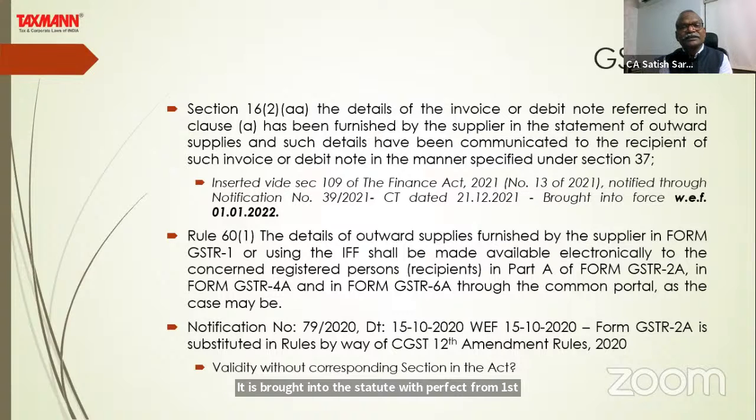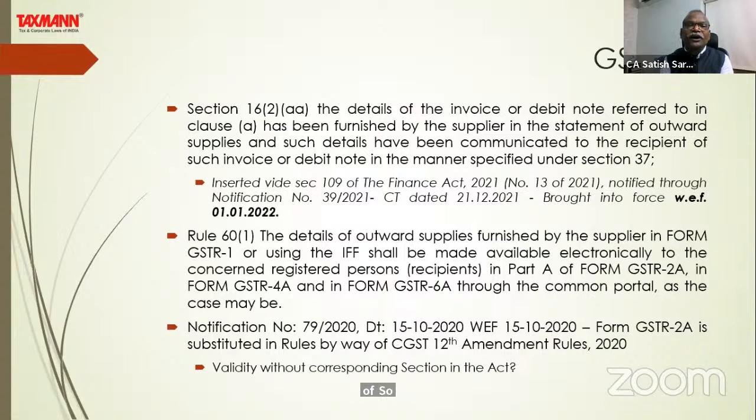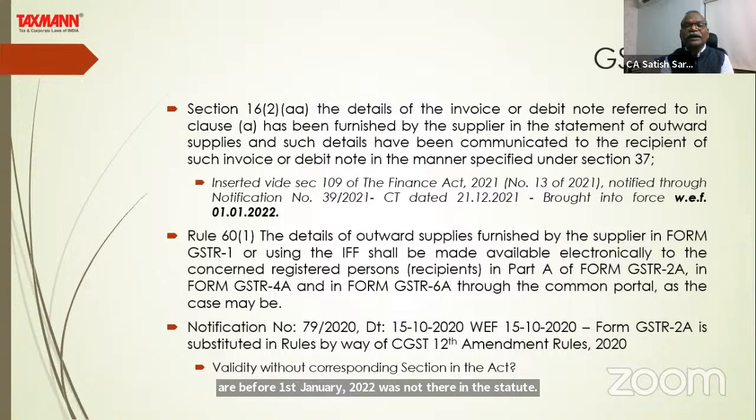Practically speaking, this GSTR 2A, or the format or mechanism of communication of supplies made by the supplier to the recipient, before 1st January 2022 was not there in the statute. But if you look at Rule 60 Subrule 1, it talks about the data uploaded by the supplier being auto-populated to the recipient in form GSTR 2A, and it was brought by amendment by Central Tax Notification 79/2020 with effect from 15th October 2020.